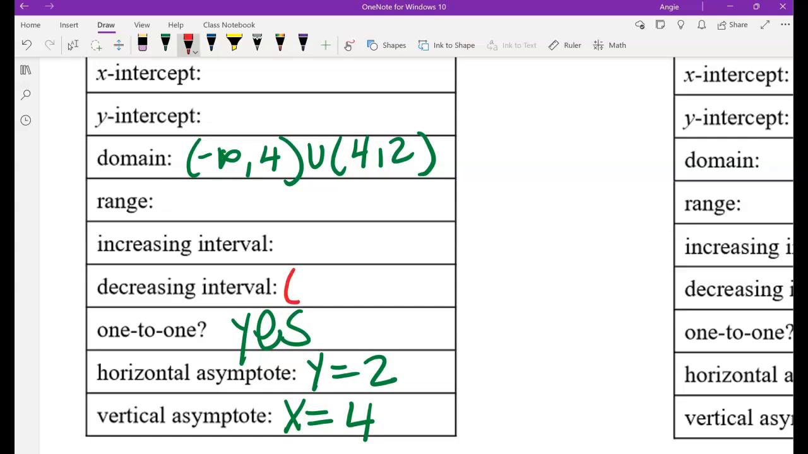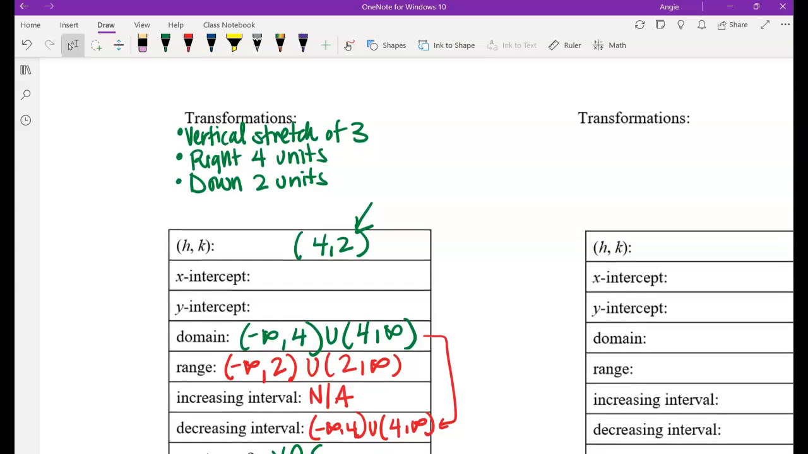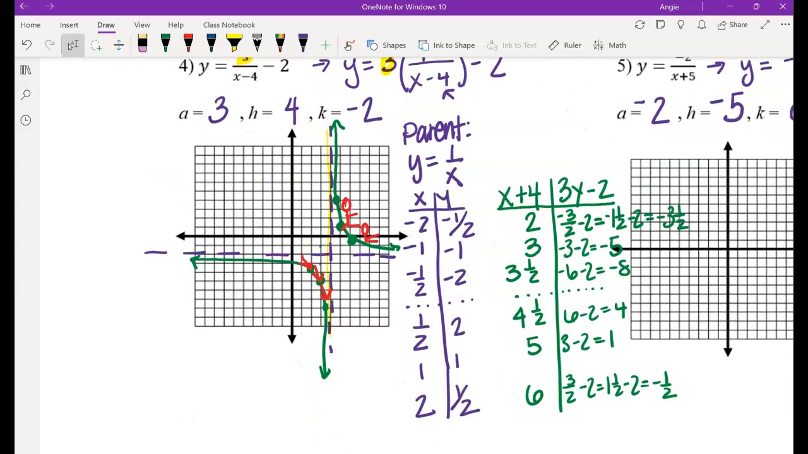And for a decreasing function, the interval is the same as our domain. Oops, guys, fix this to infinity. Oh my, okay, infinity. So union 4 to infinity. That means nothing's left for increasing. Your range is going to be negative infinity all the way to the asymptote, which is your negative 2, your horizontal asymptote, union negative 2 to infinity. All right, so two things we have to do by hand will be x-intercept and y-intercept. Let's go and do it.